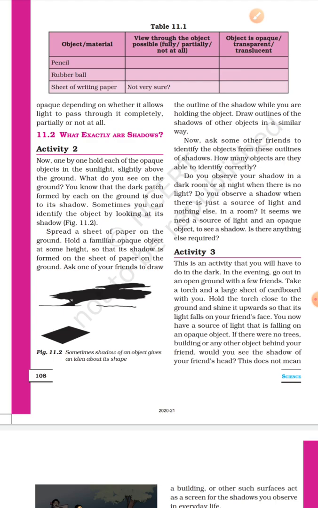Draw outlines of the shadow of other objects in a similar way. Okay, now ask some other friend to identify the object from these outlines of shadows. How many objects are they able to identify correctly?